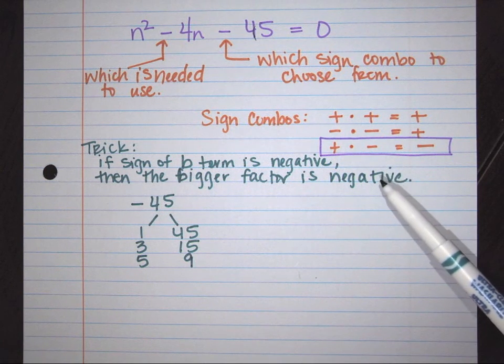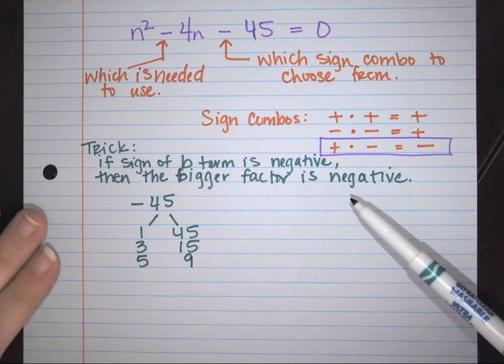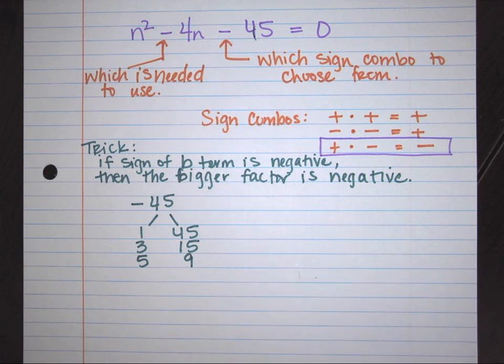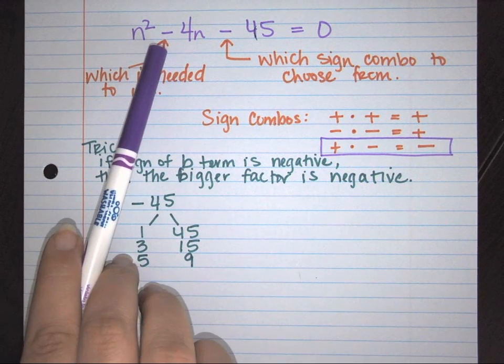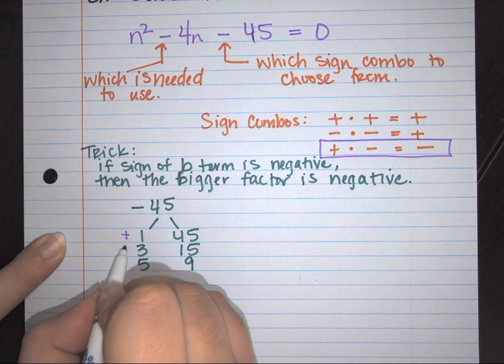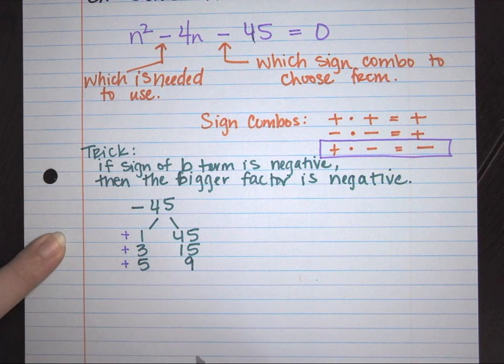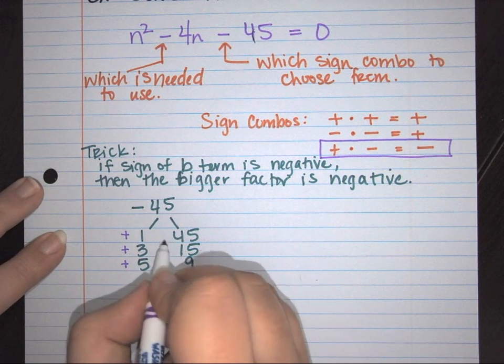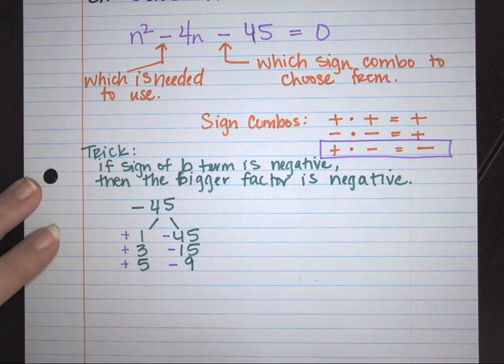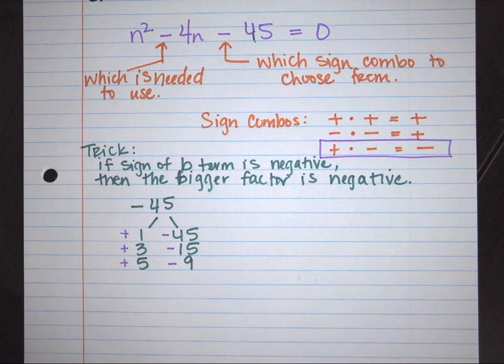Now the trick is going to tell me which factors are negative. So here it says if your B term is negative, then the bigger factor is negative. So my B term here is negative, which means my little factors, the ones on the left, are all possibly positive terms. And the ones on the right, which are the bigger of those combinations, are all negative. So the math that I'm doing here is very simple.